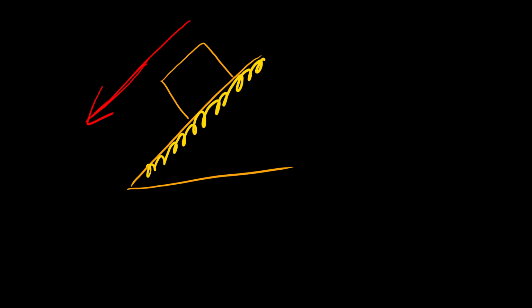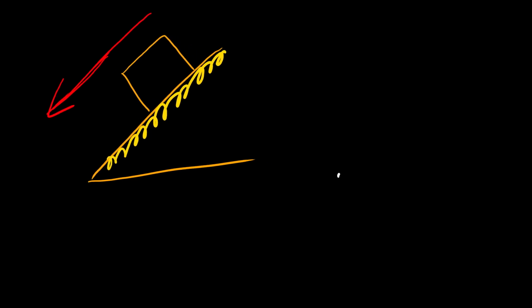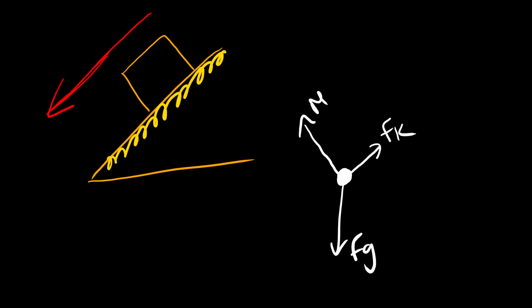In this particular example, we have an object on top of an incline which is rough. There's no force applied, it's sliding down. The free body diagram: normal force, gravity, and Fk.